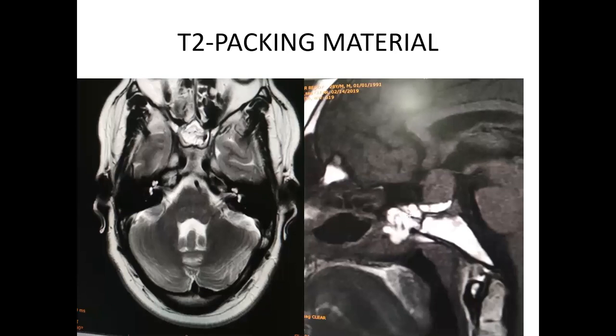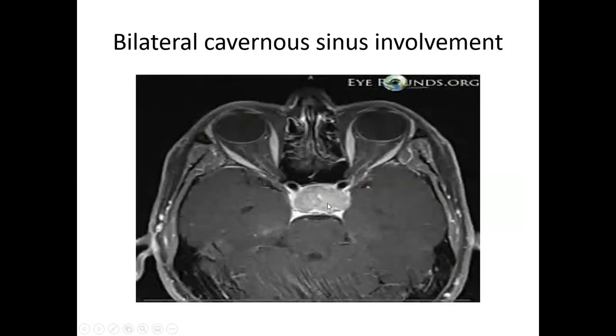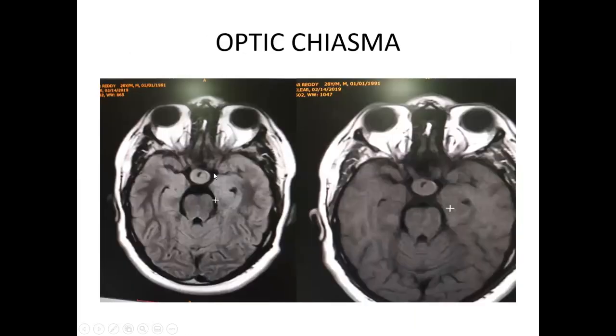For packing material, again, T2 star sequence and FET sequence you have to take. So you differentiate the normal pituitary from the packing material. You can see the brightly enhancing packing material. Again, cavernous sinus involvement, right cavernous sinus involvement. Here bilateral cavernous sinus involvement you can see. And this is touching, pressurizing the optic chiasm, you can see here.